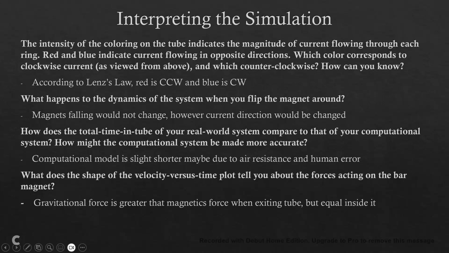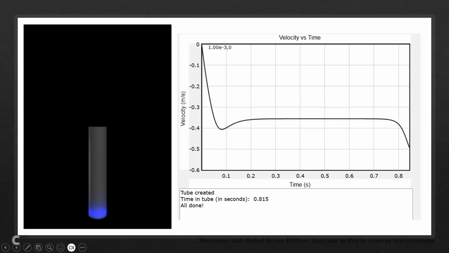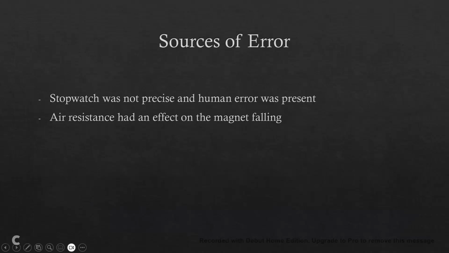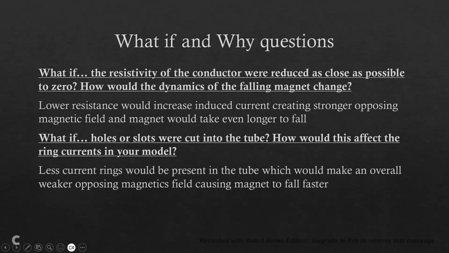What does the shape of the velocity versus time plot tell you about the forces acting on the magnet? Gravitational force is greater than the magnetic force when entering and exiting the tube, but equal inside. If we go back to our graph, in this middle part inside the tube, the gravitational force and magnetic force are the same. Possible sources of error: the stopwatch was not precise and human error may have been present, and air resistance may have had an effect on the falling magnet.